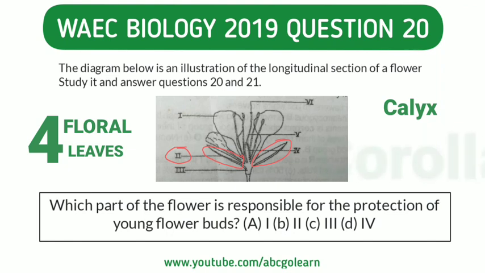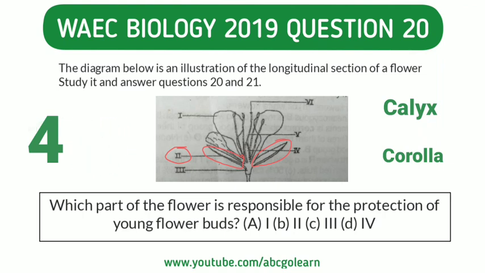The second one is corolla. And this corolla contains a lot of petals. And its function is to attract animals, to attract pollinators that will pollinate that plant. The third one is called gynoecium, and it's also called pistil. When you are talking about this pistil, it's also called carpels. So there's a lot of carpels.